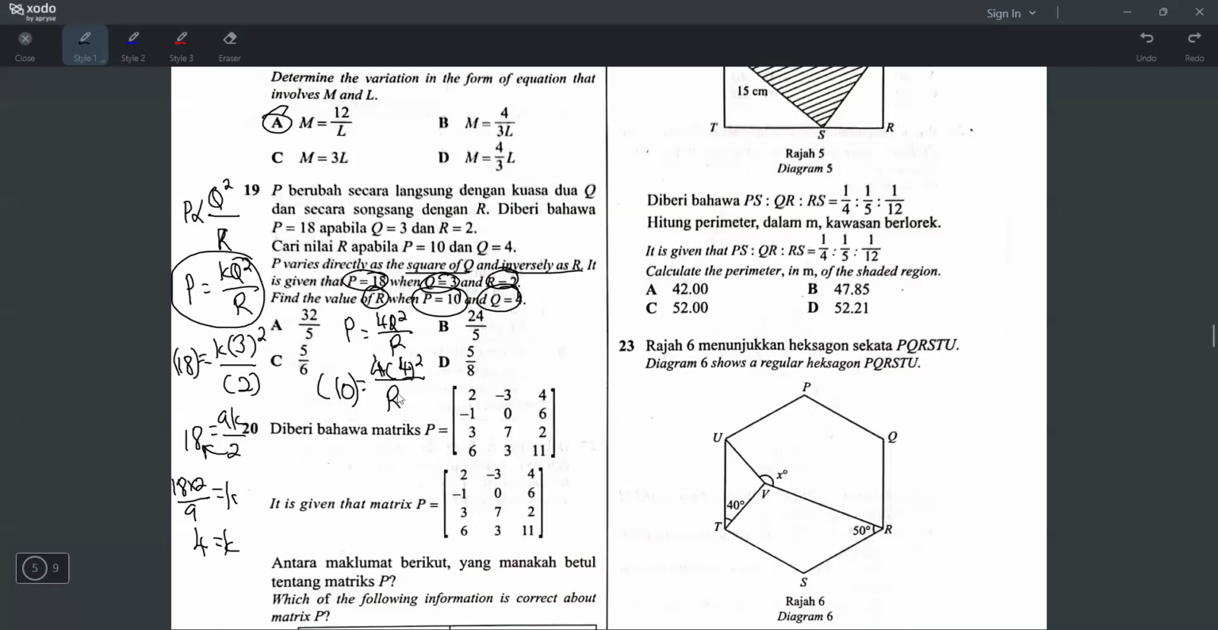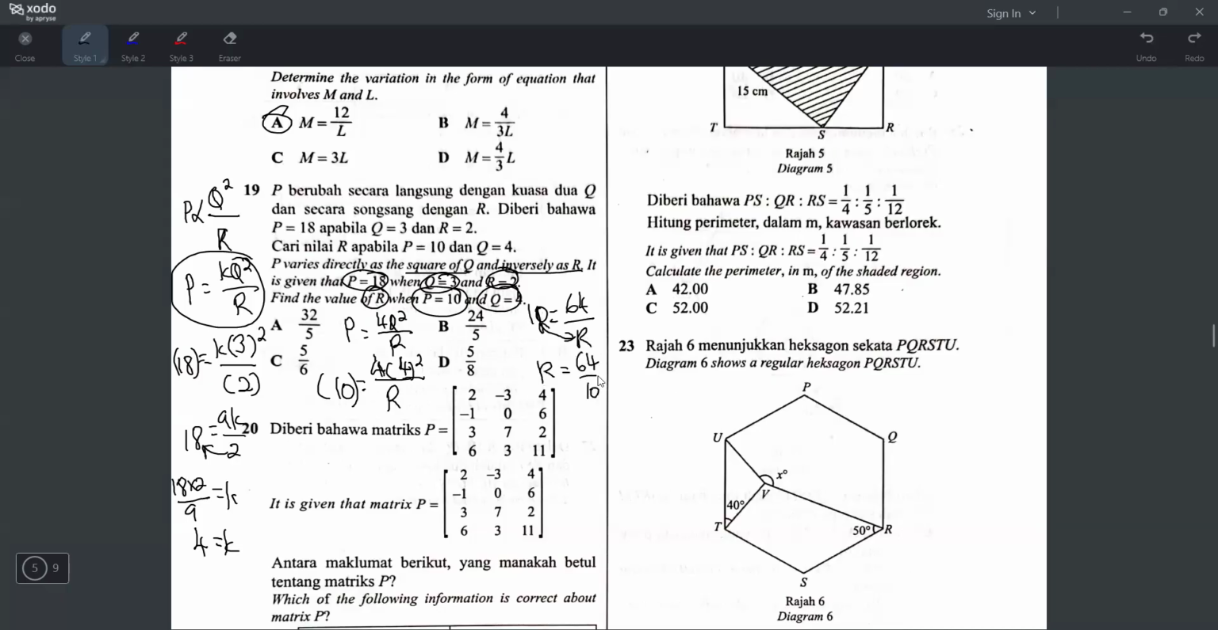All right, how to find R? Okay, 10 I tulis, and then 4 times 4 square I can tekan, I dapat 64 over R. And how to find R? Okay, I can take the R and the 10, I can tukar tempat. It means the R pindah jadi darab, R hantar atas jadi darab, and then 10 letak bawah jadi bahagi.